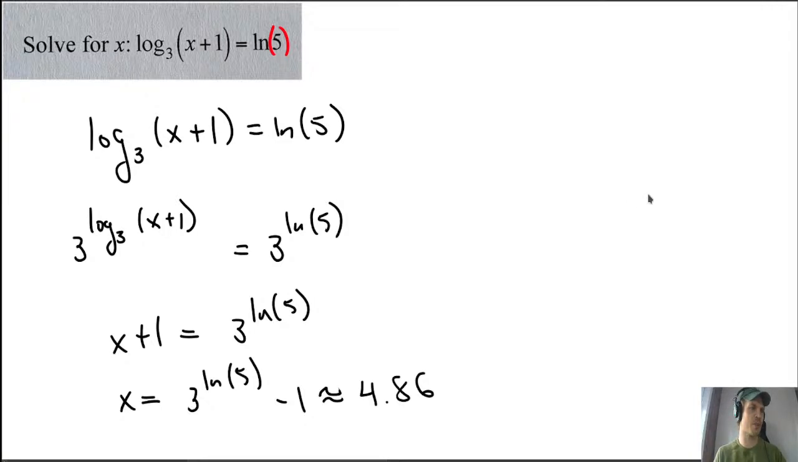Yeah, log functions are just one of those things that everybody has a problem with.